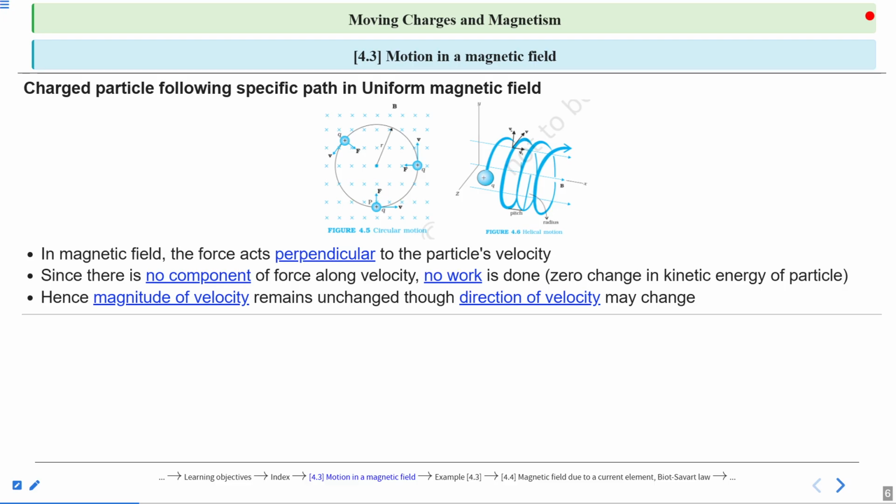Only the magnitude of velocity remains unchanged; the direction can change. Like in uniform circular motion, the magnitude of velocity will be constant, but the direction is changing at every instant.